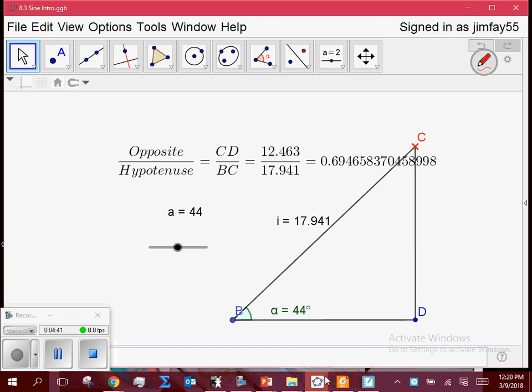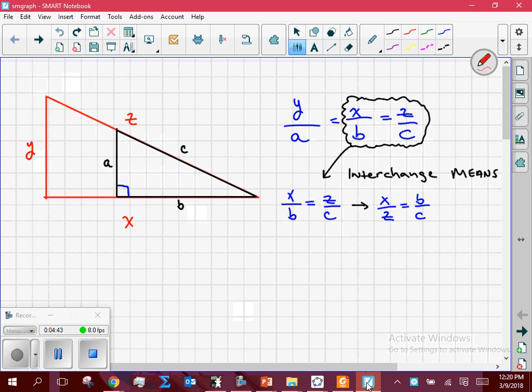So let's go back. We're going to talk about the two ratios that I have here circled: x over b equals z over c. Rewriting that here, so there's not three anymore. Looking at that set of ratios, that proportion, we know that we're allowed to interchange the means, right?